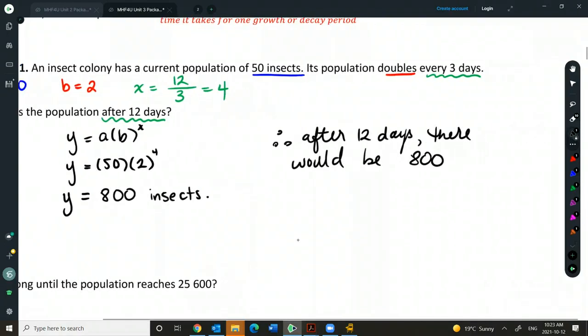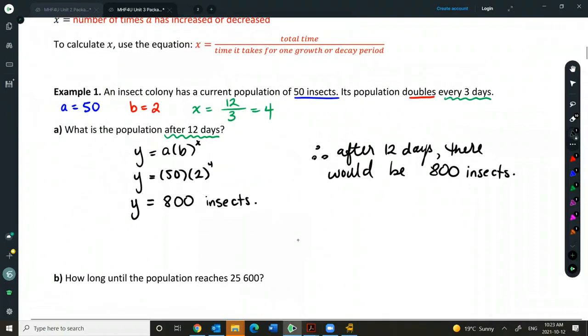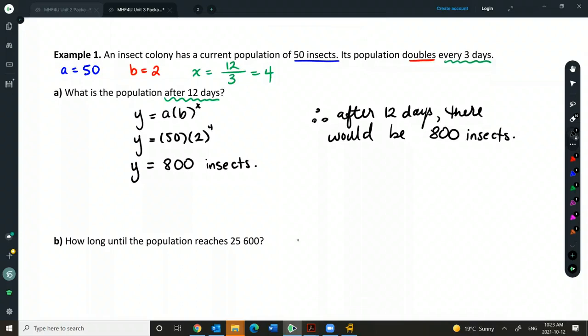Okay, is this starting to ring a bell from last year a little bit? All right, so that is like your very basic exponential growth type question.